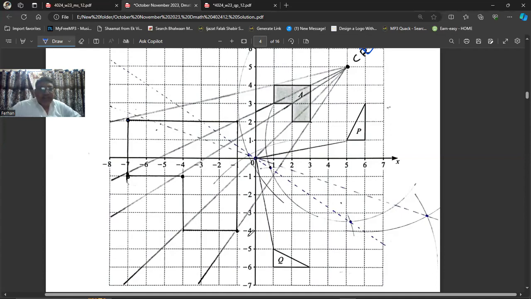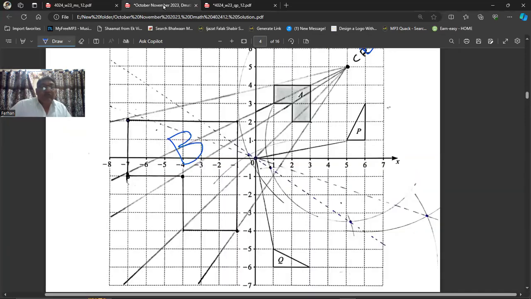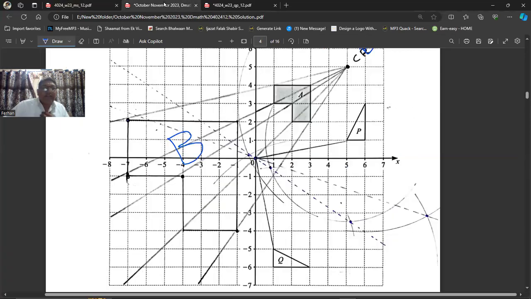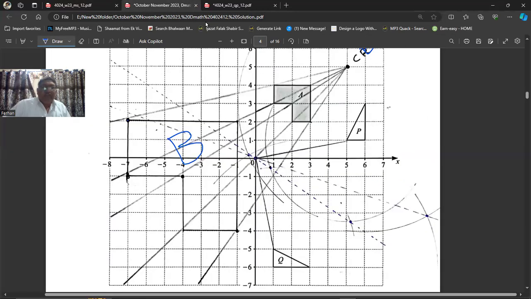So now you can see this is that shape. The name of this shape is shape B. Yeah. Hopefully you understand. Here the vertices of the shape B are given: (-7, 2). So we have that. And you also have (-7, 1). Yeah, (-7, -1). So you can note down these coordinates and you can check here.